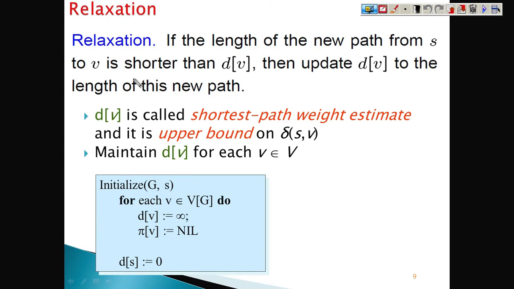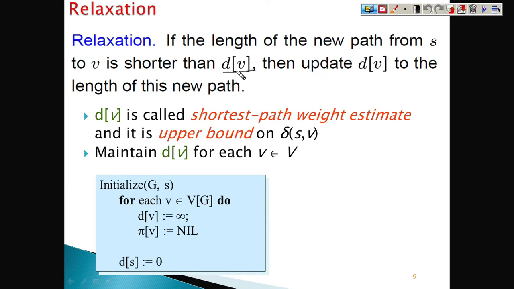Then we have an important concept called relaxation. Relaxation is very frequently used in all the shortest path algorithms. Now, relaxation is an effort to make your path better. So how does it work? If the length of the new path from S to V is shorter than d of V, then update d of V to the length of this new path.